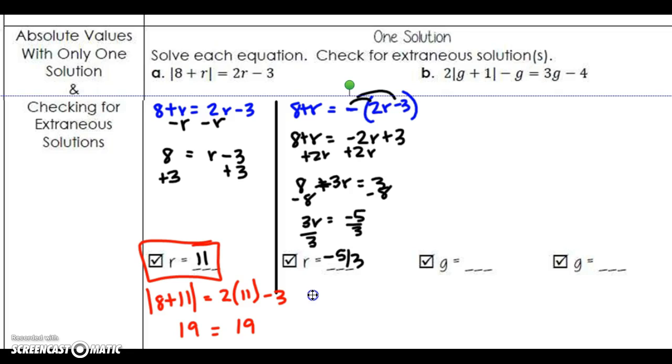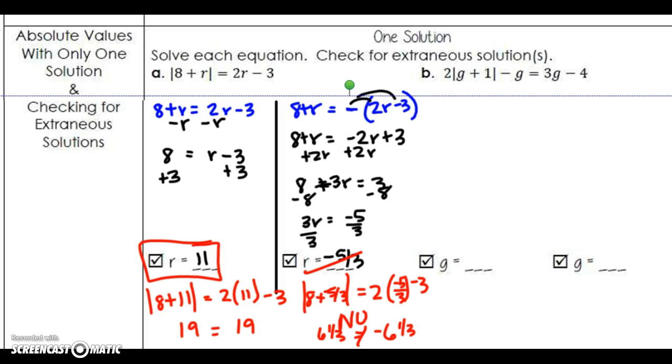Now if we plug this one in, it would give you 8 plus negative 5/3. And this one's actually going to be a no. So I'm just going to go ahead and tell you that now. But if we were to go through and actually simplify each side, there we go. It would wind up with 6 1/3 equaling negative 6 1/3. And that is not equal. So this one is an extraneous solution. It is not a true solution.